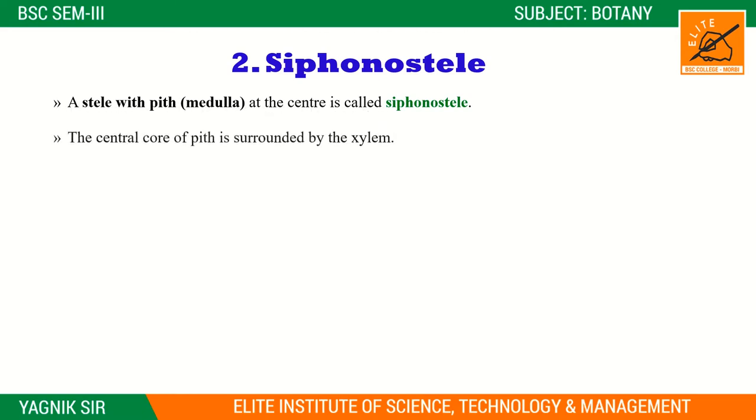This is called a Siphonostele, and the central core of pith is surrounded by the xylem. The pith is present in the center part of the stem, leaf, etc., and every time this pith is surrounded by the xylem. Xylem is always surrounded by the phloem, phloem by the pericycle, and pericycle by the endodermis, right?